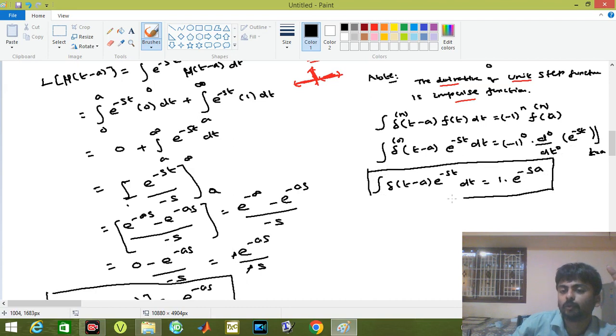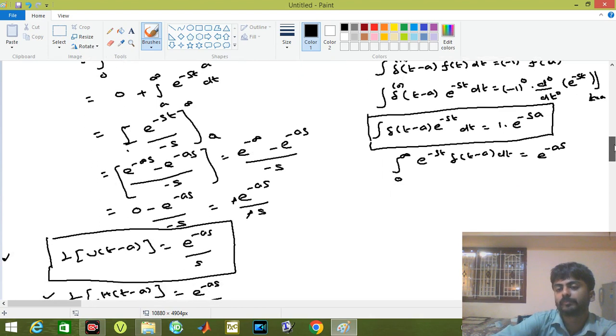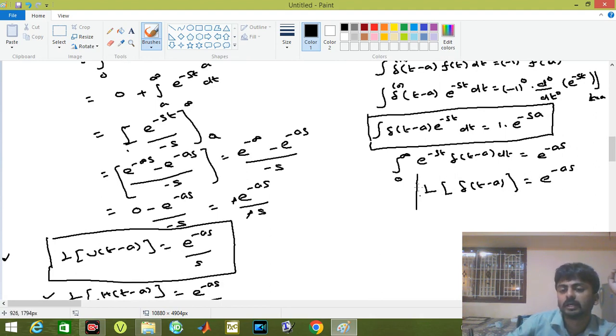Okay. So what is our required function? Our required function is the integral from 0 to infinity of e power minus st, delta of t minus a, dt. It is also e power minus sa, which implies the Laplace transformation of L of delta of t minus a, that is, the Laplace transformation of the Dirac delta function, is e power minus as.